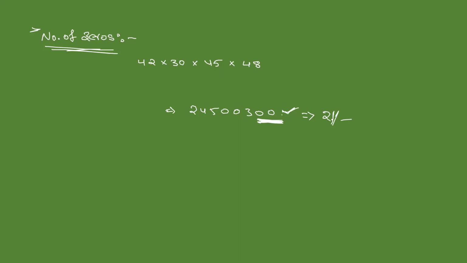So here our answer becomes 2. See, this is just an example, not the answer of this one. Okay, now we will consider only the zeros which are present at the end of the given product.